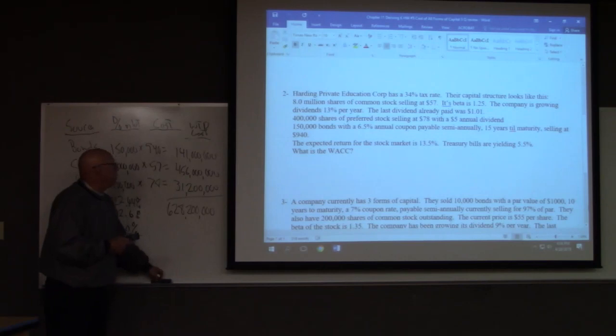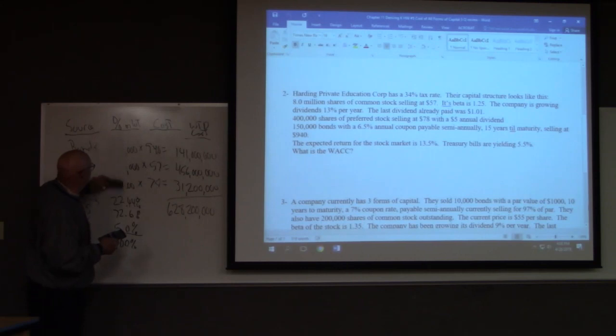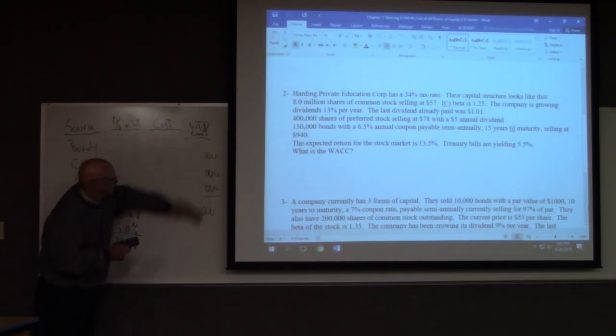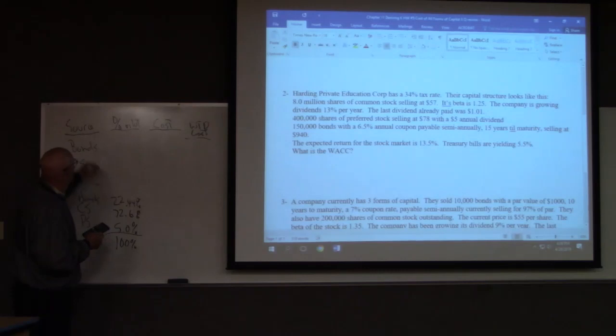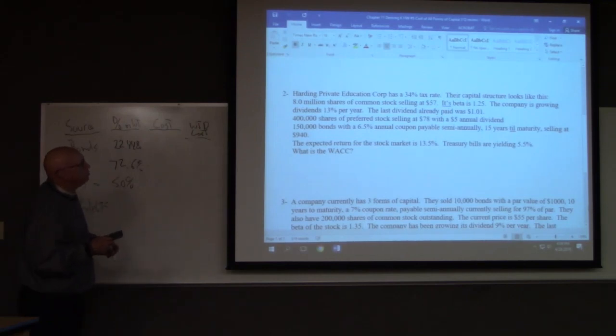So let's go ahead and erase this stuff right here. And let's plug in our percentages. So 22.44%, 72.6%, and 5%. All right, now let's find the cost of debt. All right, so let's clear our calculators out.